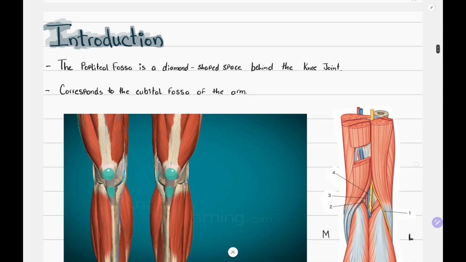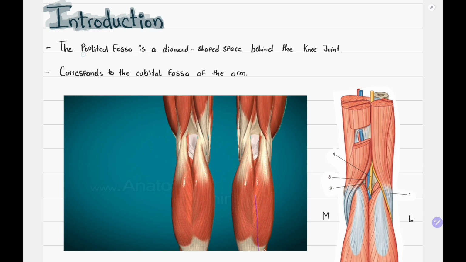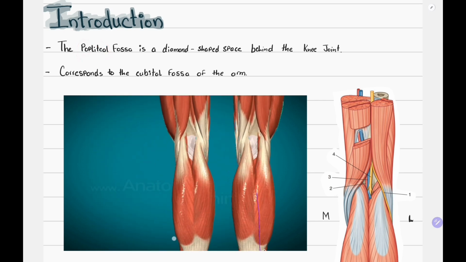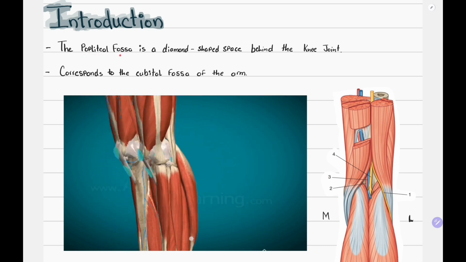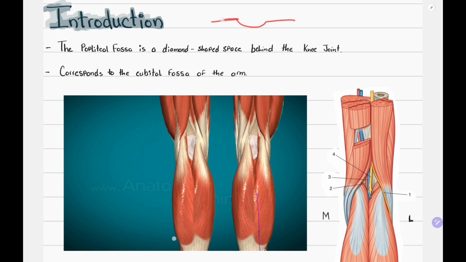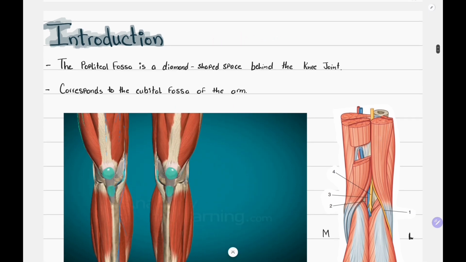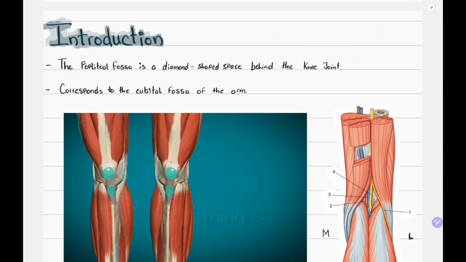So starting with the introduction of popliteal fossa. Coming to the nomenclature, what does popliteal mean? Popliteal means something related to the back of the knee, and fossa means a depression. You will encounter a similar wording of fossa with the foramen, and foramen means the hole, while the fossa means the depression.